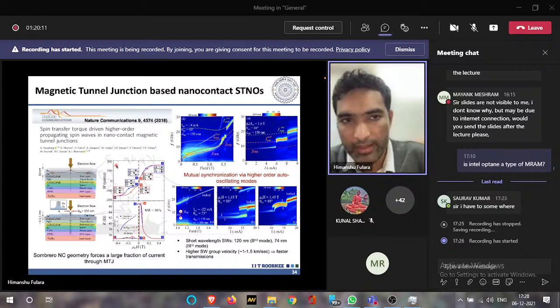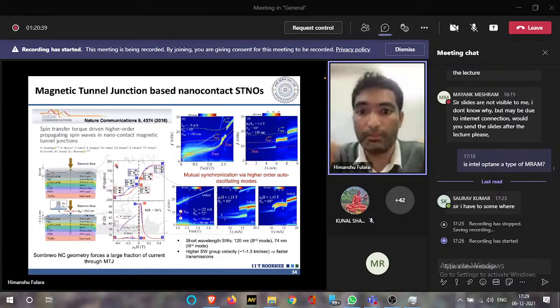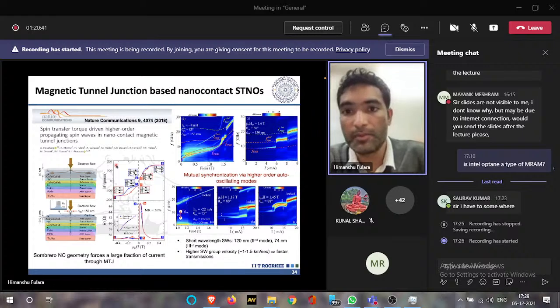I think I will stop at this point. I will extend this part to my next lecture, and then tell you what the possibilities are, where we are heading, and what the future is with these oscillators. Just to motivate you at this point, these oscillators can be used for your next generation spin wave computing, where you try to compute things with the help of spin waves.